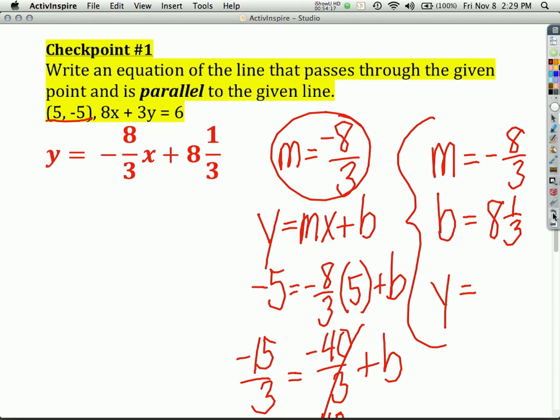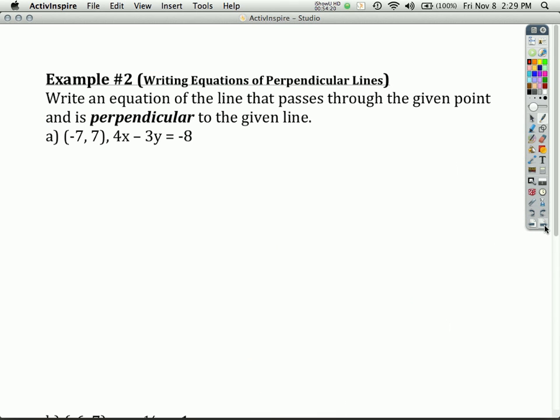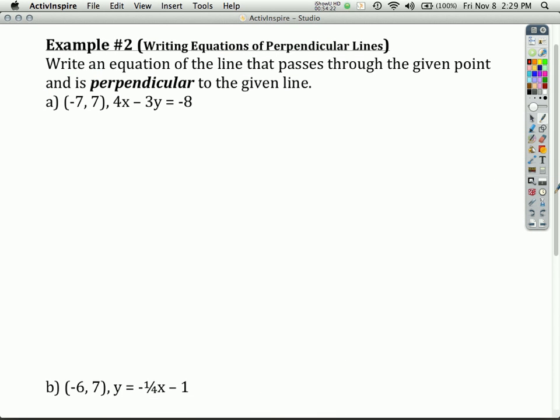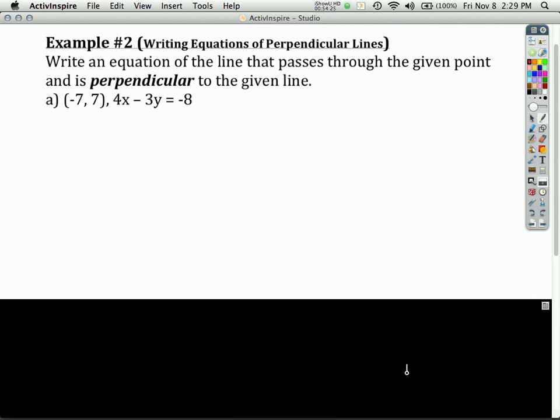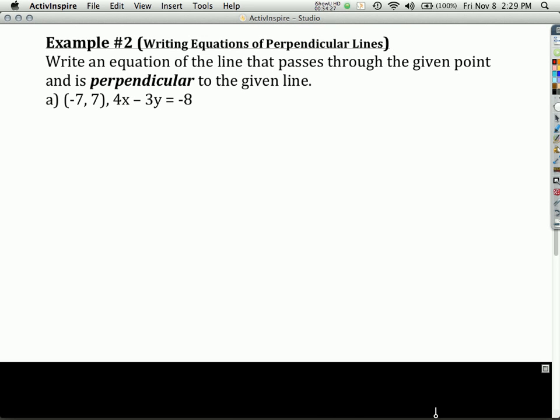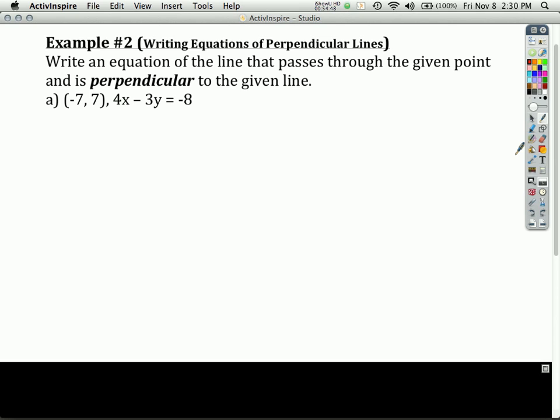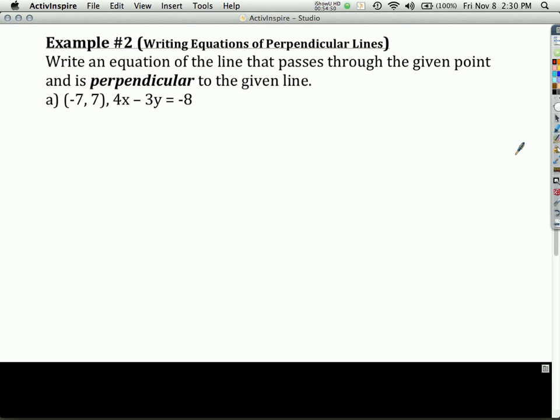All right, I'm going to move on. You guys are doing well so far. So now let's take what we've just explored and add in the concept of perpendicular versus parallel. Again, it's the same exact instructions. Write an equation of a line that passes through that point, but perpendicular to this line. We are still going to use slope-intercept form to write our equation. So we are still going to set up this key.